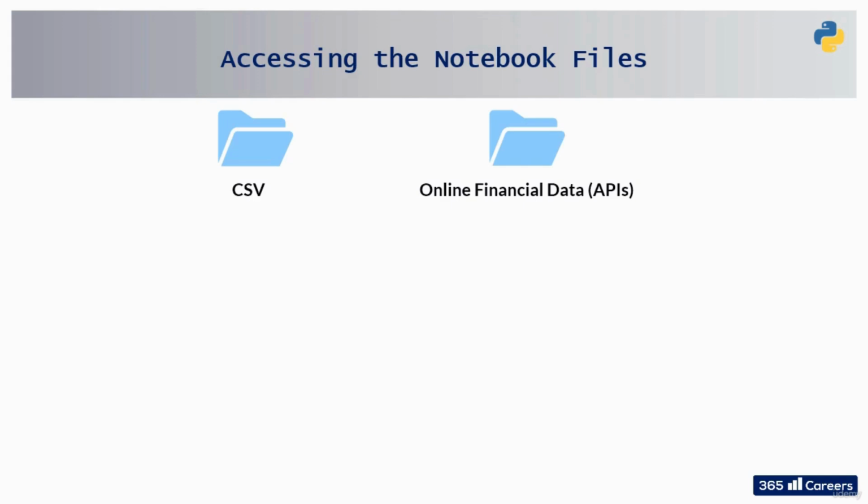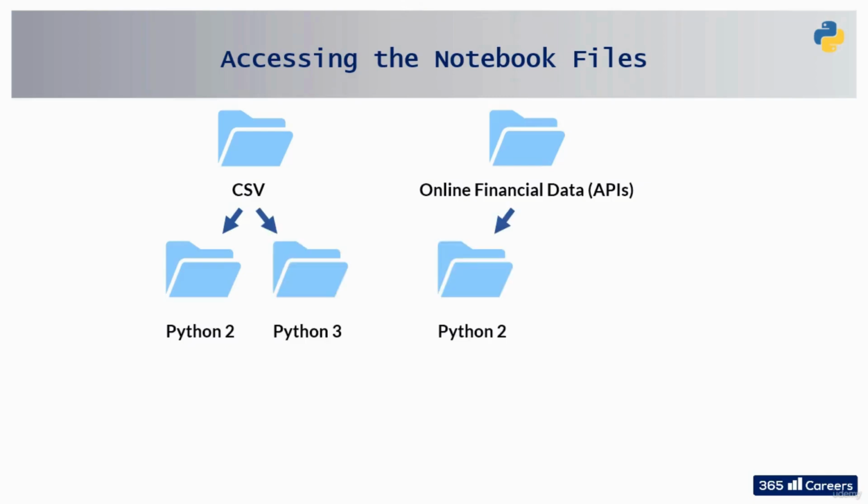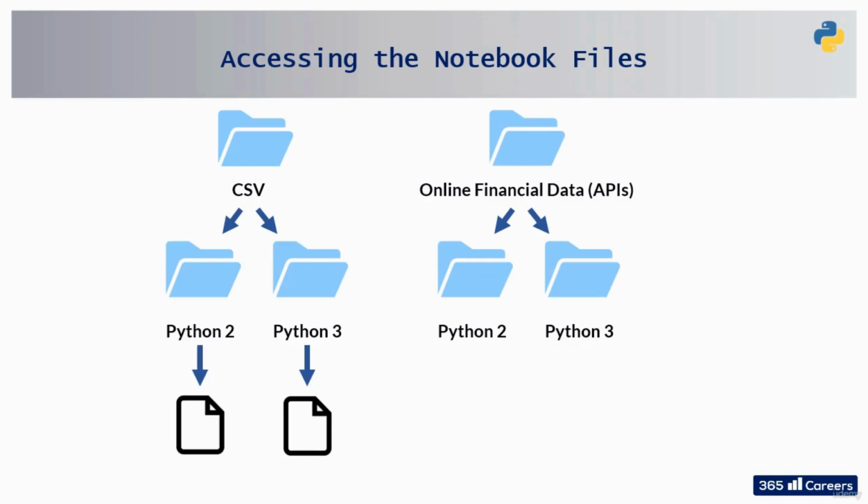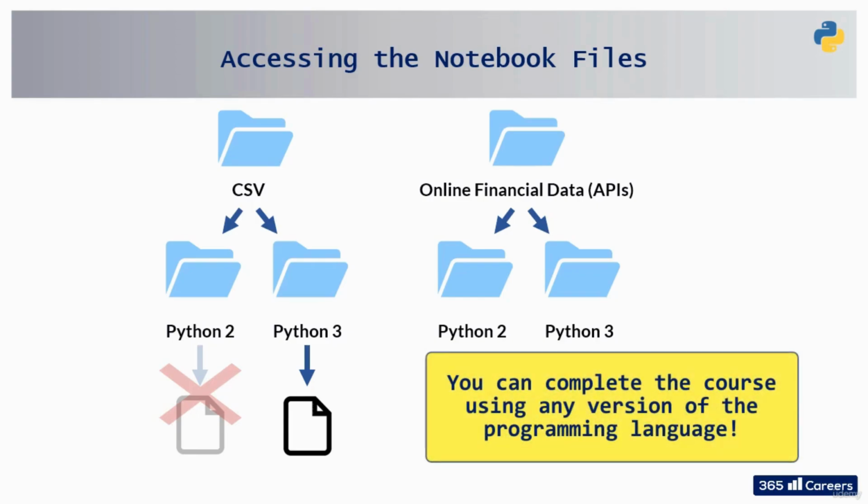Here's how we have organized the two types of data. In the resources section of each video where we work with financial data, you can find folders with the names CSV or Online Financial Data, APIs. In each of these folders, we have separated the notebook files into two groups, Python 2 and Python 3. Thus, you can access the code that will run on your Python kernel directly. If you see one file contained in the Python 3 folder and not in the Python 2 one, this means that the API or type of data will only work with Python 3. We have done this so users have more options when working with either version of Python. We would like to emphasize that you can complete the course using any version of the programming language.